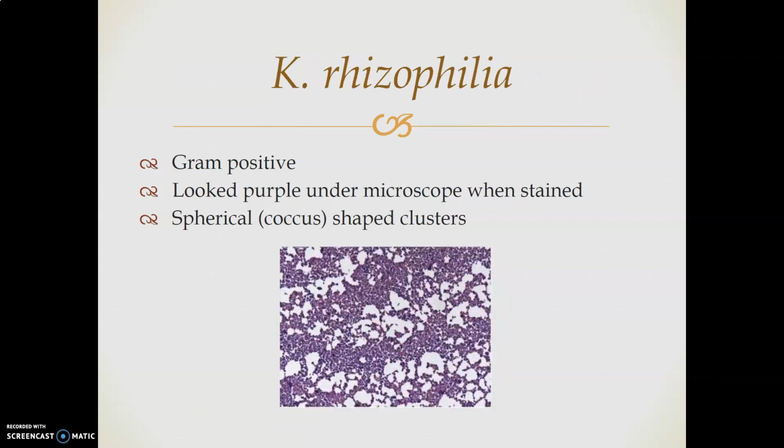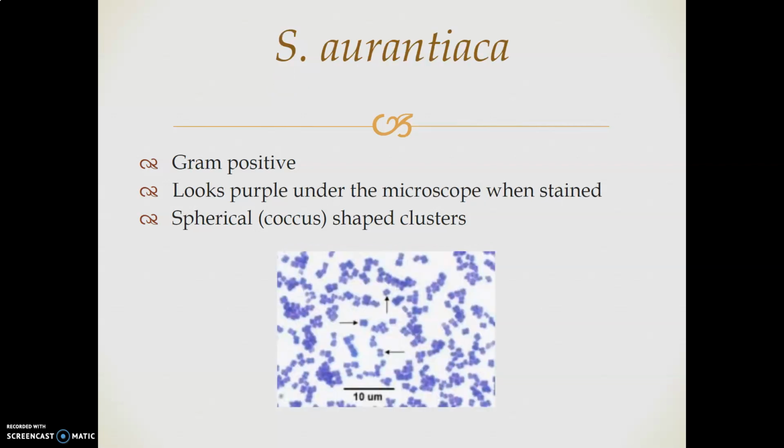The next type of bacteria that we would have grown is called K. rhizophila. It's gram positive. It looks purple when it's stained, and this is also going to be spherical-shaped clusters. And finally, our last one that you would have grown is S. aurantiaca. It's gram positive. It looks purple underneath the microscope when stained. And again, this also happens to be a coccus-shaped bacterium and also grows in clusters.